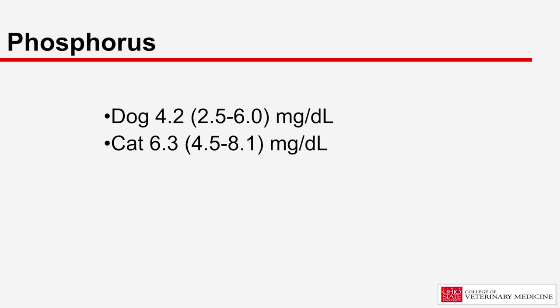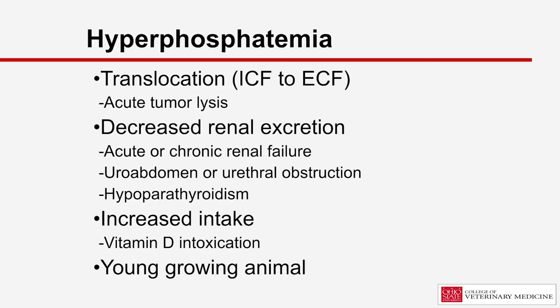Normal phosphorus in dogs and cats is about 5 milligrams per deciliter, range of 2.5 to 5 or so. What causes hyperphosphatemia? I would urge you to look at phosphate just like you look at potassium. What determines extracellular concentration of phosphorus? It's the convergence of intake, excretion, and translocation again.